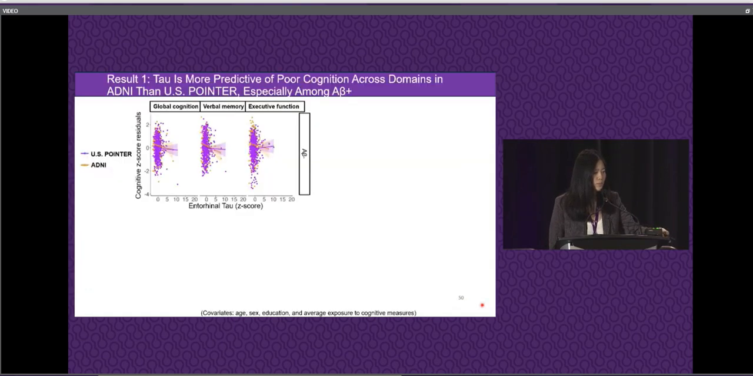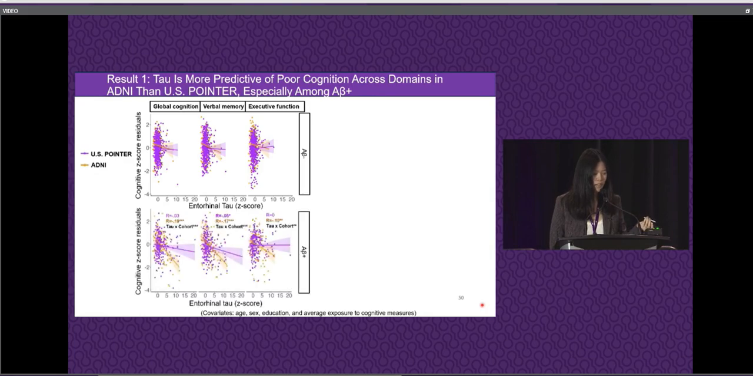Okay, so in response to the M1, whether this finding, the cohort difference in the tau and cognition relationship, could extend to the specific cognitive domains, we fit a couple of linear models. You can see among amyloid negative individuals, there are no associations between entorhinal tau and the three cognitions in both cohorts. But interestingly, among the amyloid positive individuals, there's a significant tau by cohort interaction. Which means compared with the matched pointer, the adenine individuals show significant negative associations here.